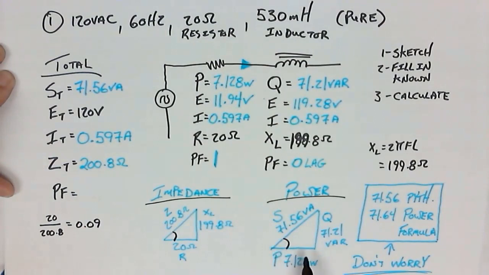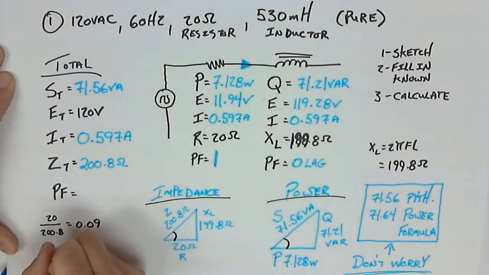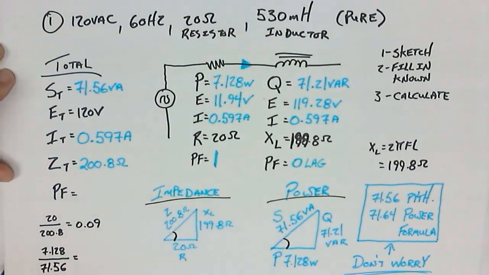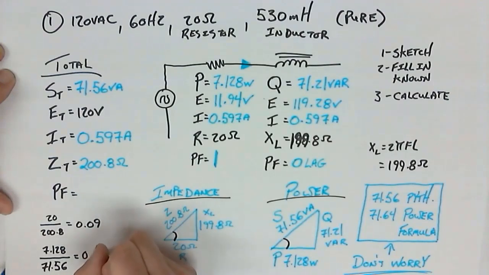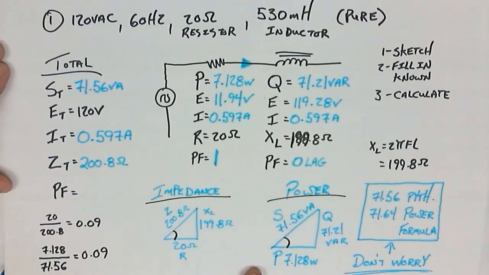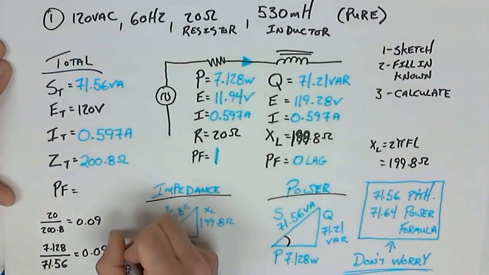Let's calculate the power factor from this one. This one we're using power in watts divided by the VA, which is the hypotenuse. So 7.128 divided by 71.56. That gives me 0.09. So what I want to draw your attention to is that it's the same.